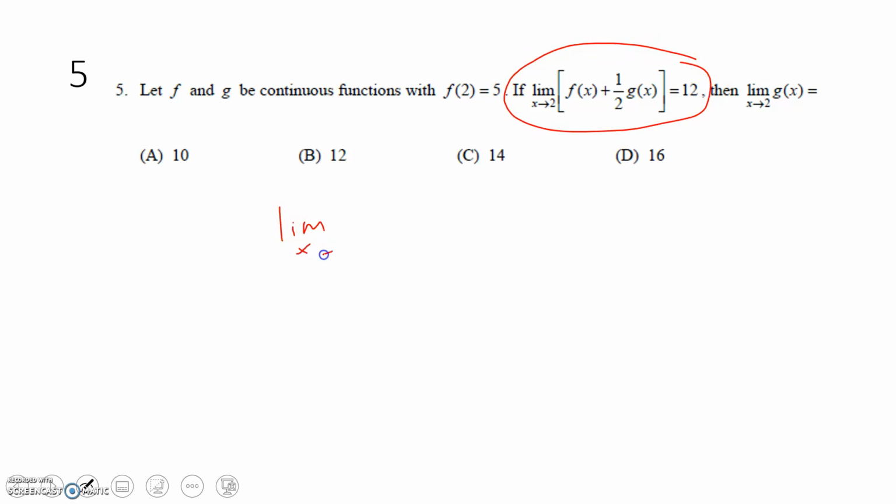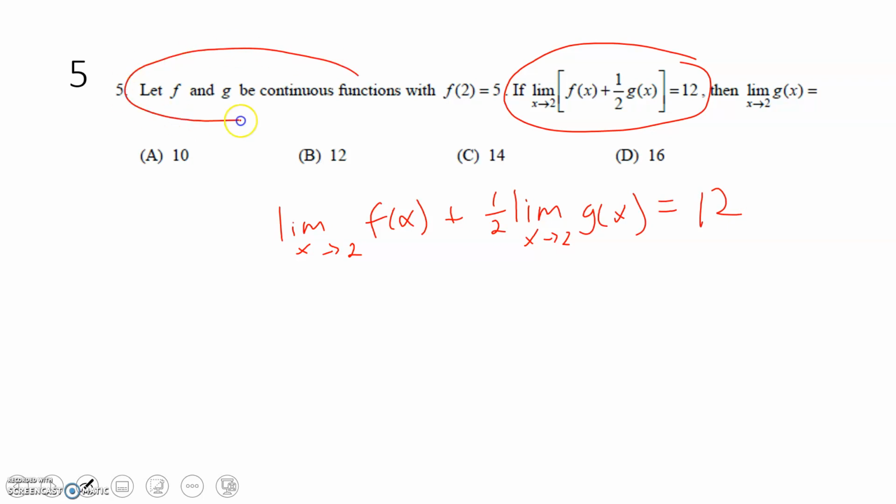So we have here the limit as x approaches 2 of f of x plus 1/2, constants can be removed from limits, the limit as x approaches 2 of g of x. And this is just applying the properties of limits, equals 12. Now, because these functions are continuous, we know that this value here is equivalent to the limit as x approaches 2. So the limit as x approaches 2 of f of x is 5. And we know that because of this continuity, no jumps, no holes in the graph.